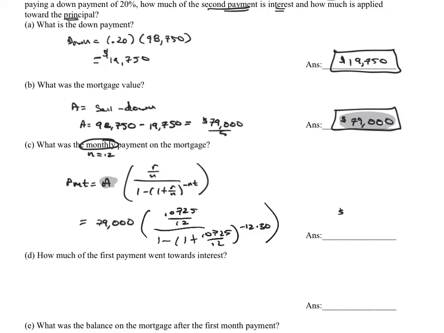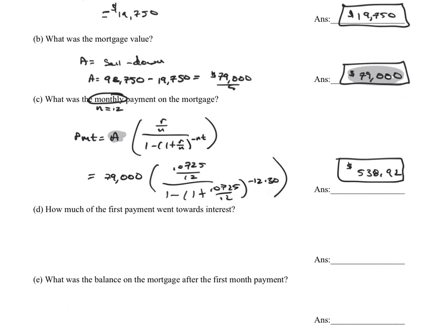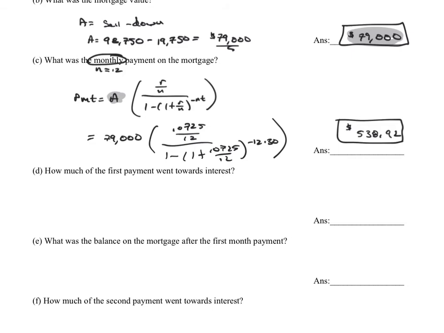I'm getting a monthly mortgage payment of $538.92. So this person's going to pay $538.92 12 times a year for the next 30 years, every single month. So now our question is, how much of the first payment went towards interest? To do interest, we're going to do PRT, where P is the loan amount, that's $79,000. R is the interest rate, which was 0.0725. T here is 1 month, so it's 1/12, because we're finding the interest from the first month's payment.